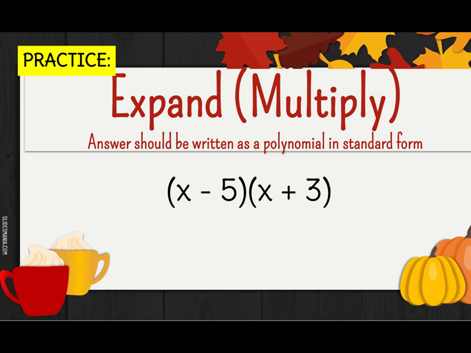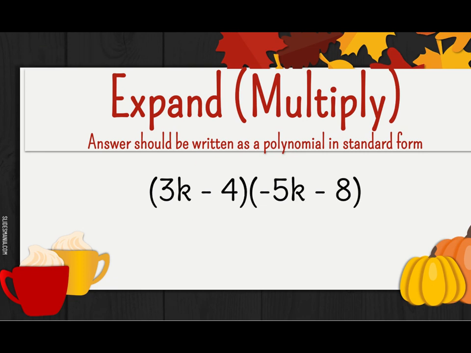So hopefully after going through and multiplying, you ended up with x squared minus 2x minus 15, because we ended up with a plus 3x and a minus 5x, and that's going to result in a negative 2x as our middle term there.